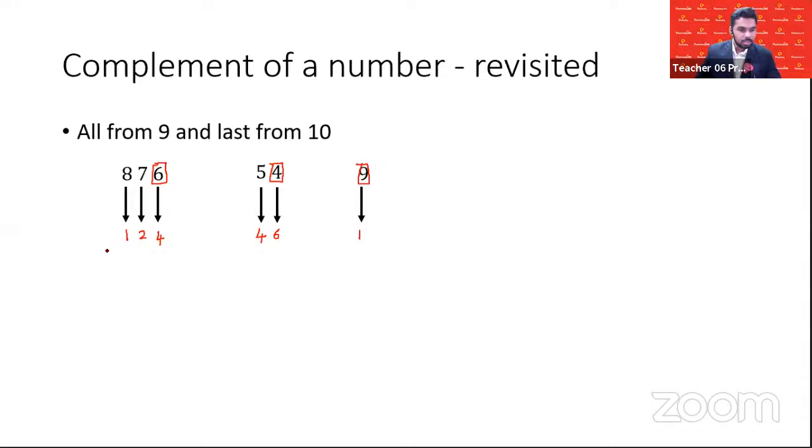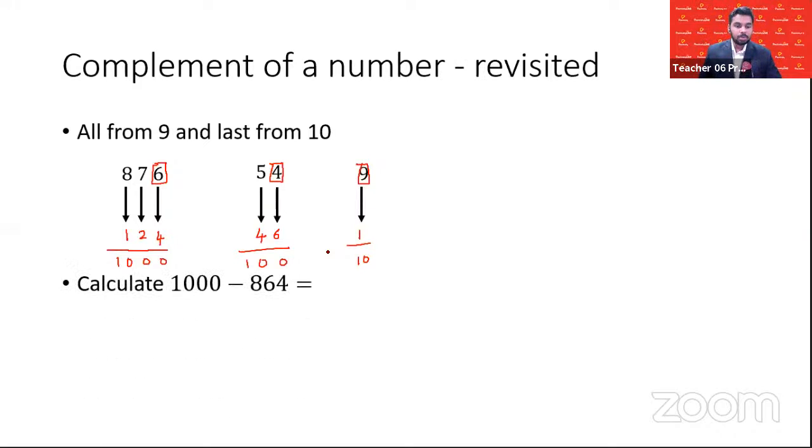Now what you can see is that if I add 124 back to 876, what is the answer that I get? I get 1 followed by 3 zeros. You can verify for yourself. 54 plus 46 is 1 followed by 2 zeros. And 9 plus 1 is so simple, it is 10. So you can see that we are connecting to the base by doing this operation of all from 9 and last from 10. Now we'll see the applicability of this result in subtraction.